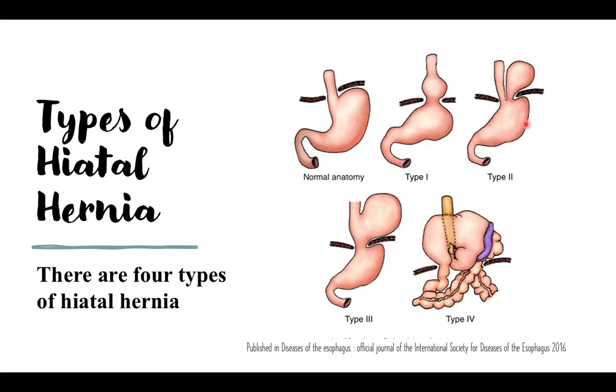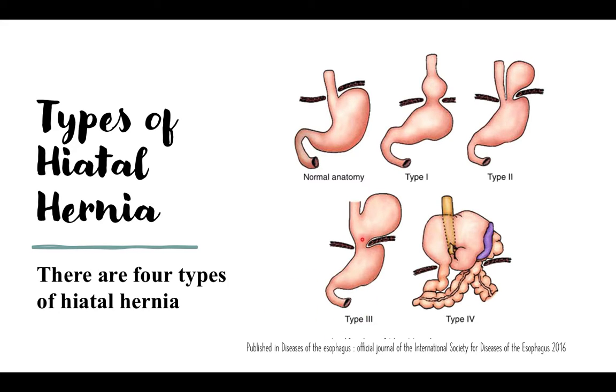But in type 2, the paraesophageal hernia, there is no protrusion of the gastroesophageal junction and no protrusion of the cardia. Instead, part of the fundus of the stomach goes parallel to the esophagus. There is only protrusion of the fundus, or part of the stomach.